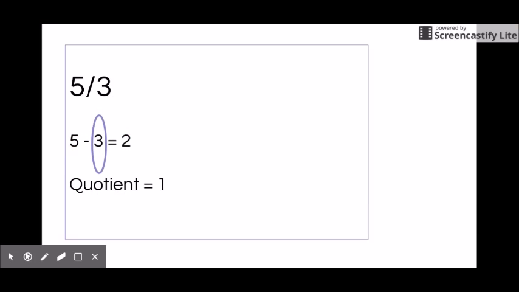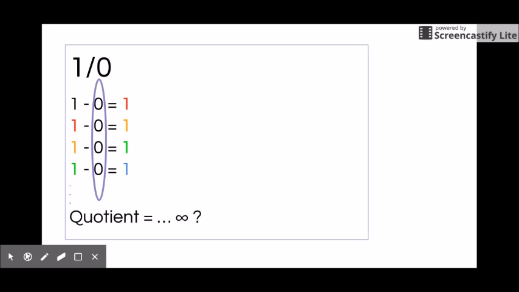When I subtract 3 from 5, I get 2. 2 is less than 3. And the number of 3's is 1, so the quotient is 1. So what's 1 by 0?